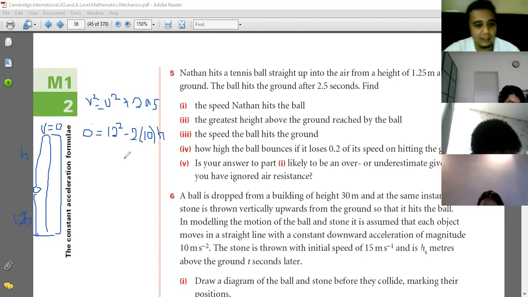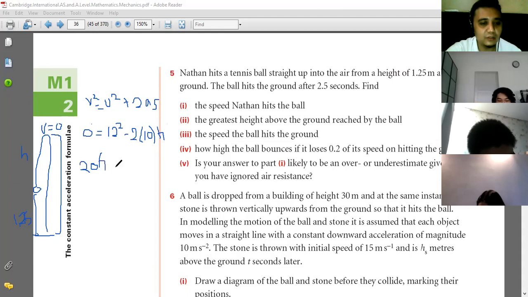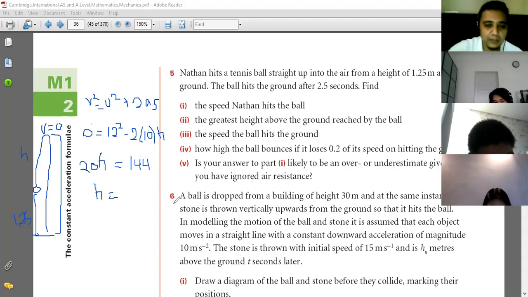According to this equation, minus 20h will be moved to the left side as positive 20h, right? So 20 times h equals 144, because 12 square is 144. So the height from the starting point to the maximum position is 144 divided by 20. How much is it? 7.2. That's right, 7.2 meters.